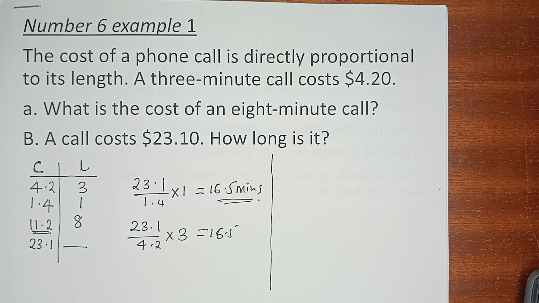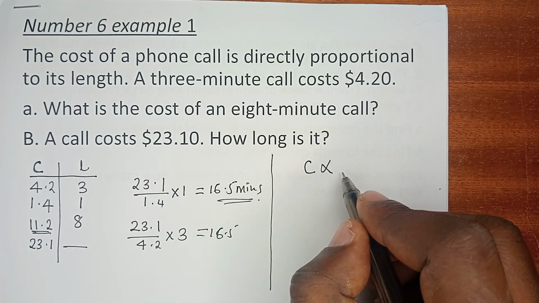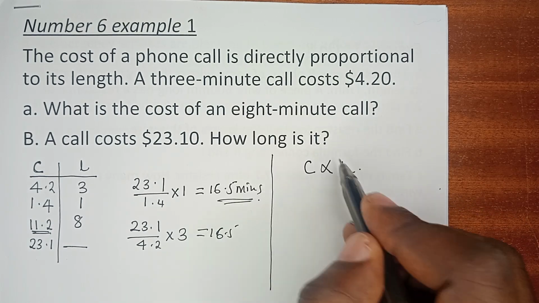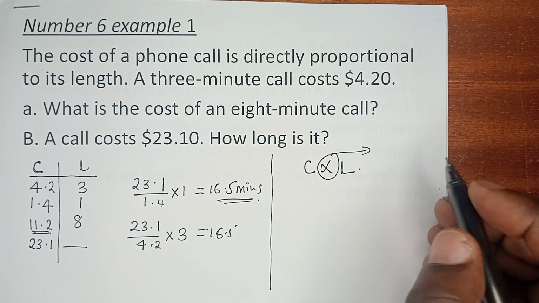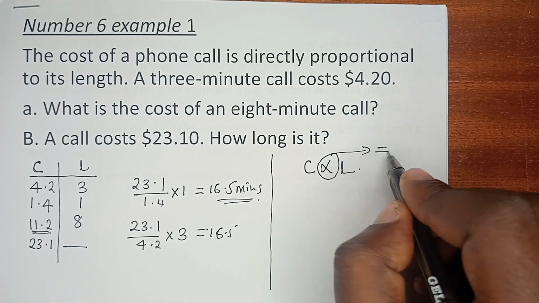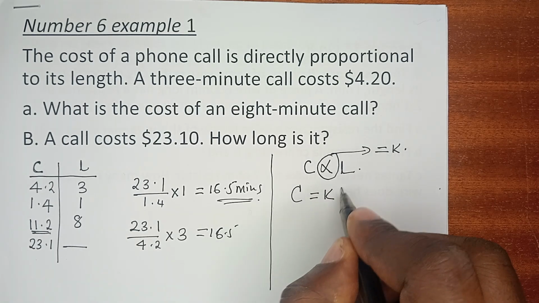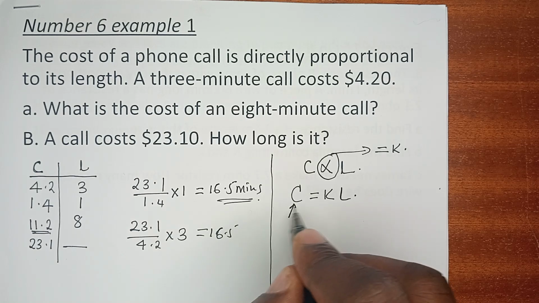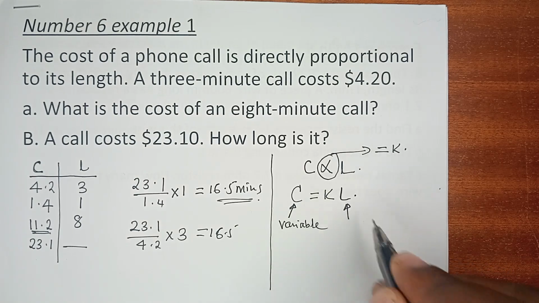Alternatively, I would want now to introduce the constant of proportionality, and I would want to say the cost is directly proportional to the length. And when we have this symbol of proportionality, we should just know we are going to substitute it with equals K. How we write this is C equals K times length, where C is the cost, which is a variable, and length is actually the length, which is also a variable.